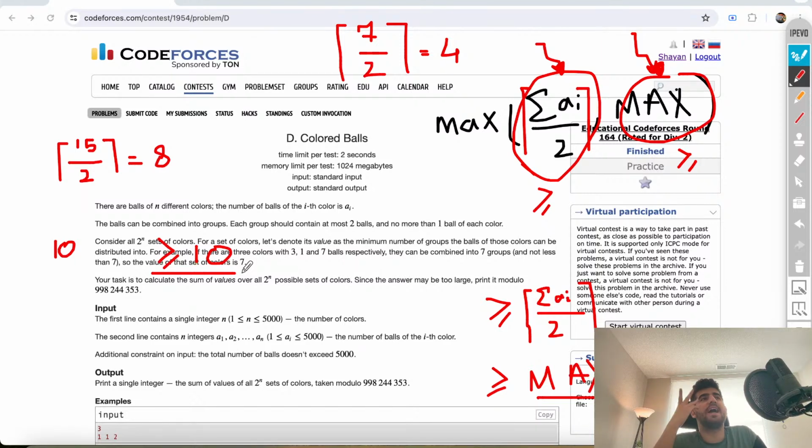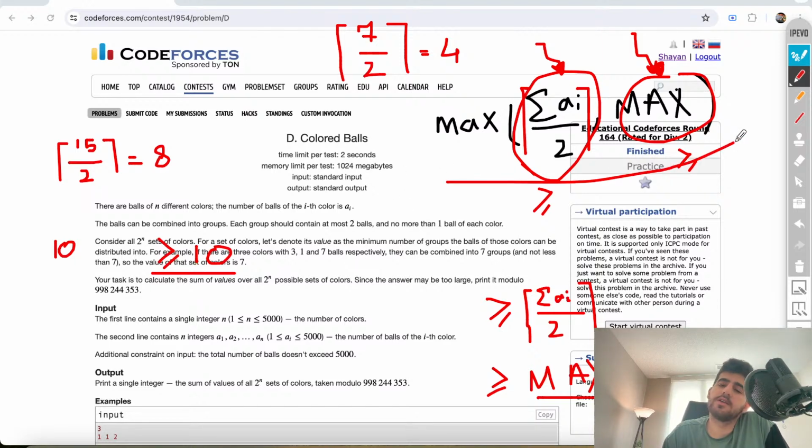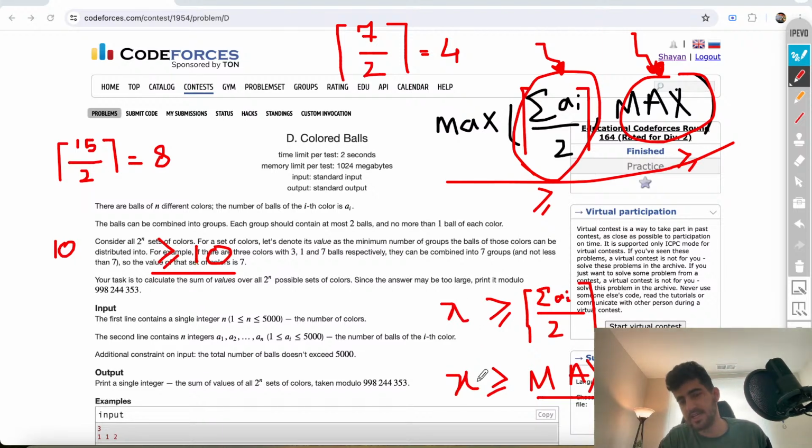So the point is, the number of groups that we need should be greater than or equal to the ceiling of sigma of AIs divided by 2, and it should also be greater than or equal to the maximum. So it should be greater than or equal to both of these. Now I want to show that it doesn't have any additional constraint, so it is exactly equal to the maximum of these two. It is the smallest x such that x is both greater than or equal to this and greater than or equal to this. There's no additional constraint for x.